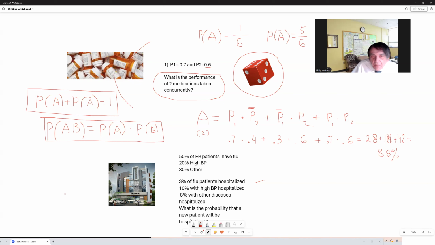That is what every hospital wants to know: what the probability would be that this person will be hospitalized, because they have to prepare. They have to prepare staff, they have to prepare rooms, they have to prepare everything. This looks like such a difficult problem.